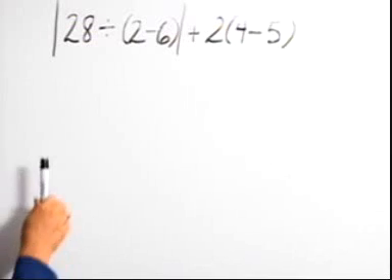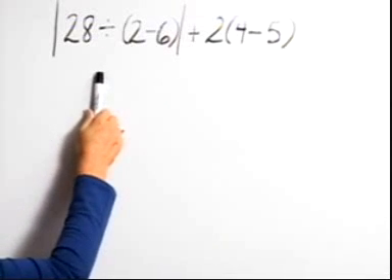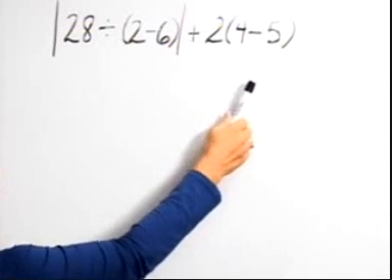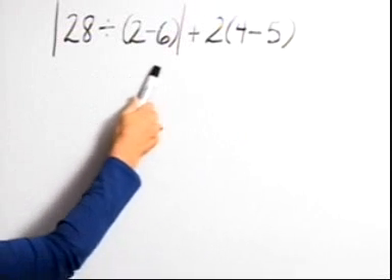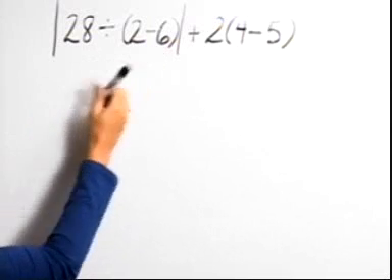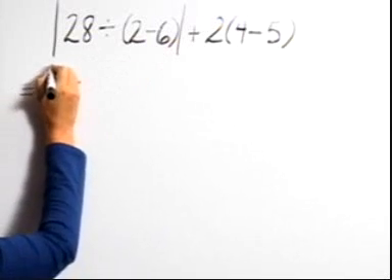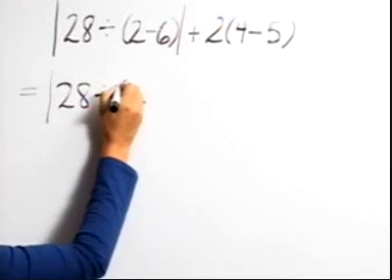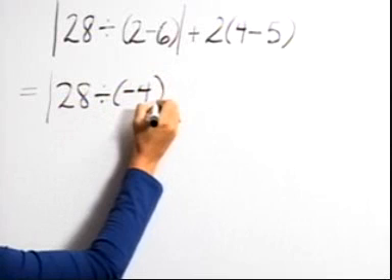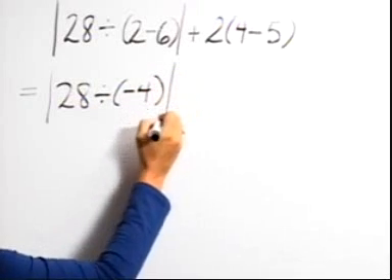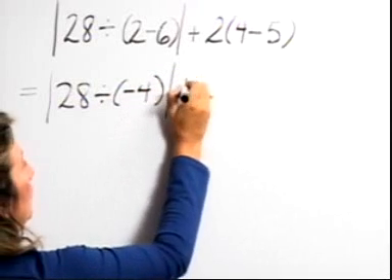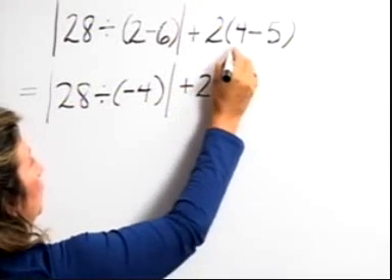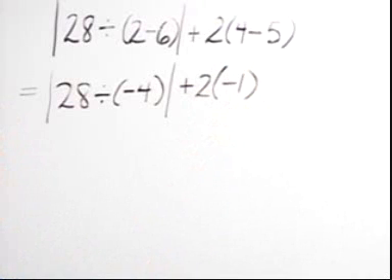We're going to simplify the absolute value of 28 divided by (2 minus 6) plus 2 times (4 minus 5). We'll start by inside our absolute values doing the parentheses first. This will give us the absolute value of 28 divided by a negative 4, because 2 minus 6 is negative 4. Still inside absolute values, plus 2 times negative 1, because 4 minus 5 is negative 1.